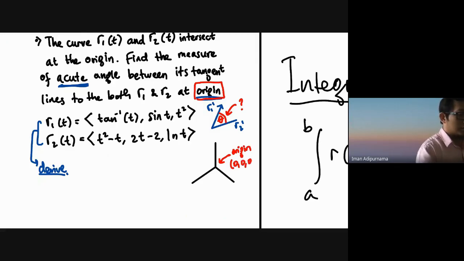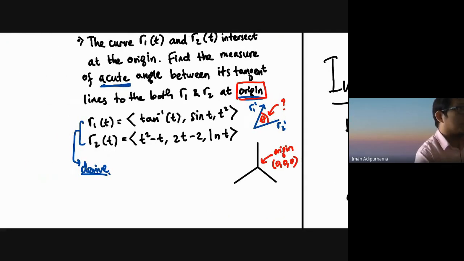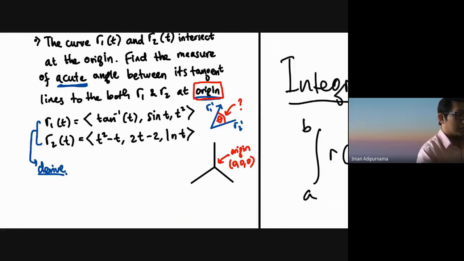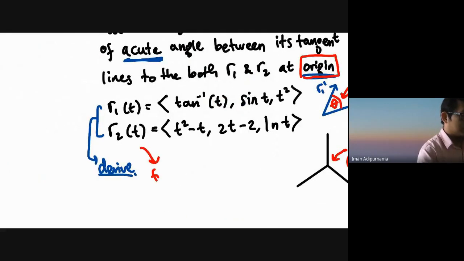Usually it's 0, 0, 0, right? But that doesn't mean t is 0. Because sometimes if you're not paying attention carefully, you might just replace t with 0 because you think that will be the origin. But in this case, it's not that. So you need to find the point 0, 0, 0 through these two. So find t when it's at 0, 0, 0.